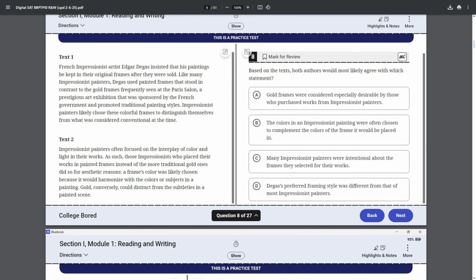I mean, it's one thing if you're reading yaoi, but it's a whole different thing if you have to read about impressionist painters.